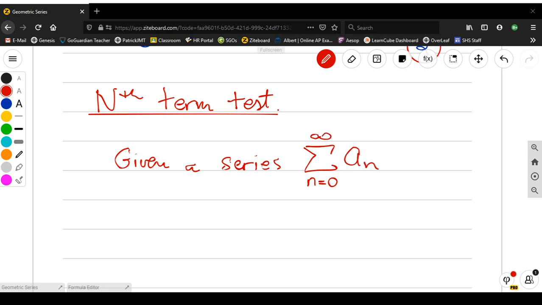represents the general term. The nth term test says if the limit as n goes to infinity of a sub n, so we're not looking at the sum, we're not taking the limit of partial sums, we're just looking at what's happening with those terms. And if those terms don't go to 0, then we can say the series diverges.